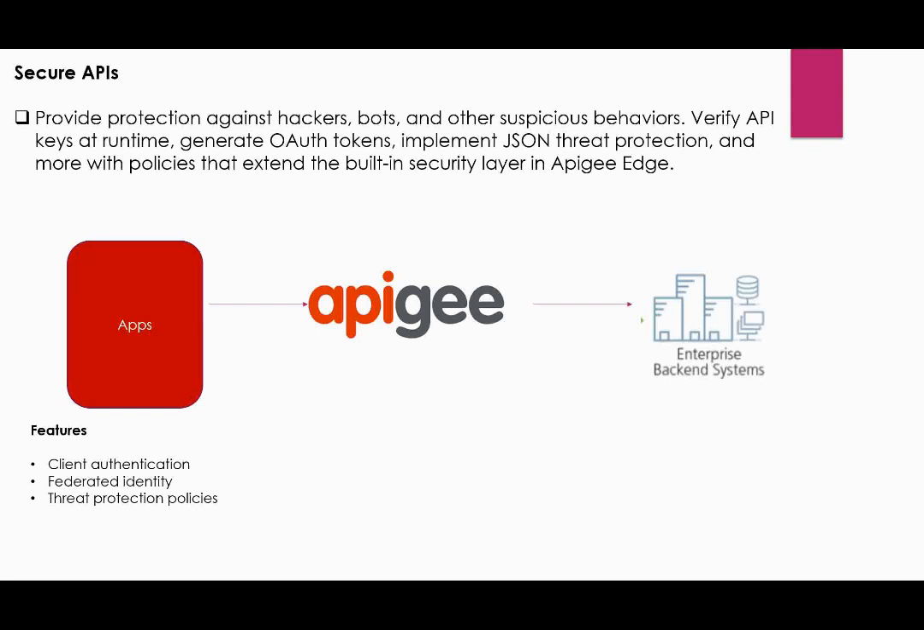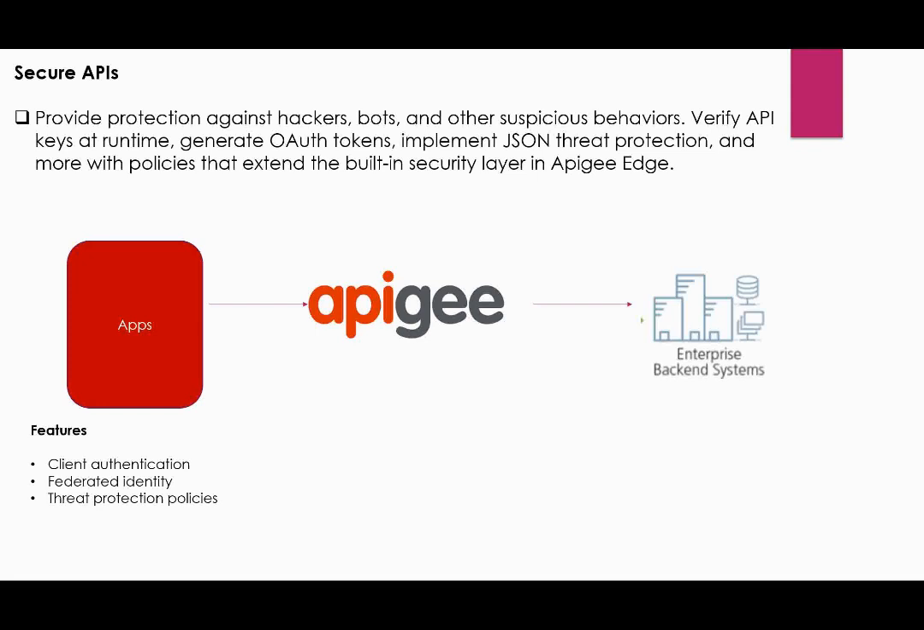For example, with the same JSON, you are getting thousands or tens of thousands or millions of records, which you want to control. So you can apply this JSON threat policy, which will say how many nodes you want to have at the maximum. Those kinds of policies we can have to secure the API.